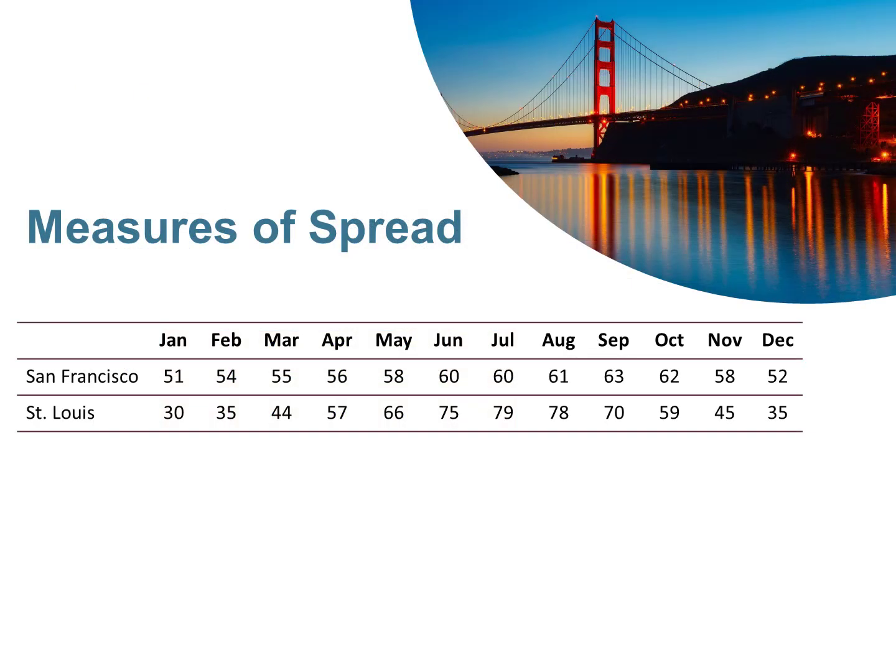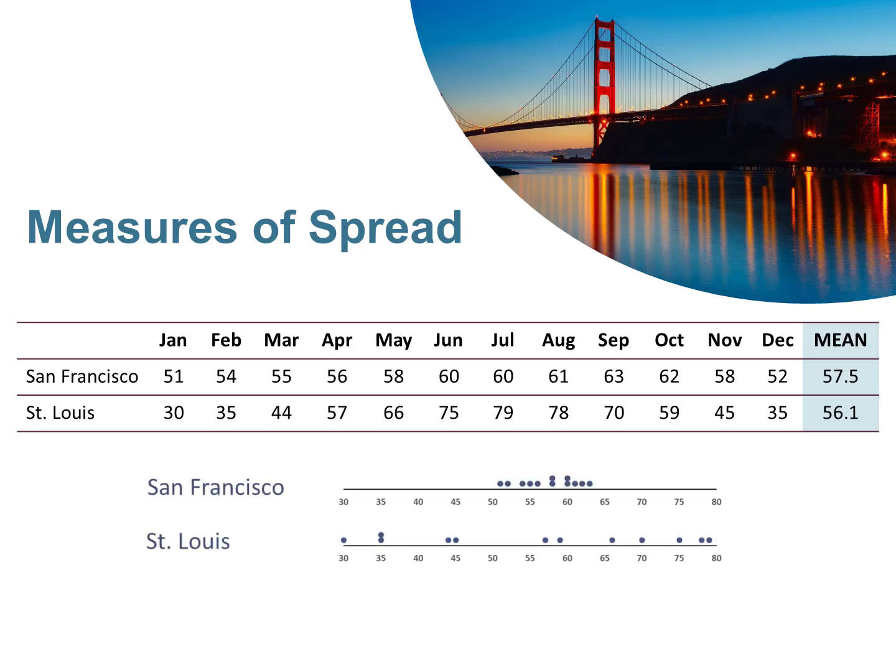Let's talk about measures of spread. Take a look at the average monthly temperatures of two locations, San Francisco and St. Louis. The mean temperature in San Francisco is about 57.5 degrees Fahrenheit. For St. Louis, the mean temperature is about 56.1 degrees. We can see that there is not a big difference in mean temperatures for the two cities. However, a quick dot plot of the monthly temperatures shows that the St. Louis temperatures are much more spread out.